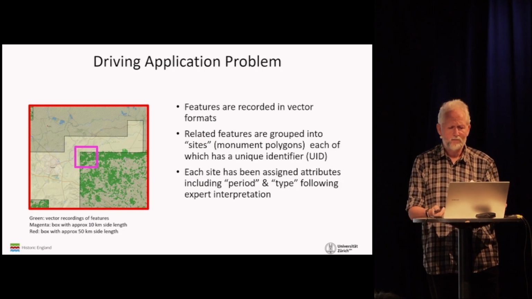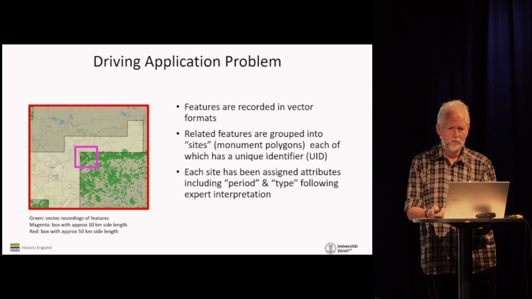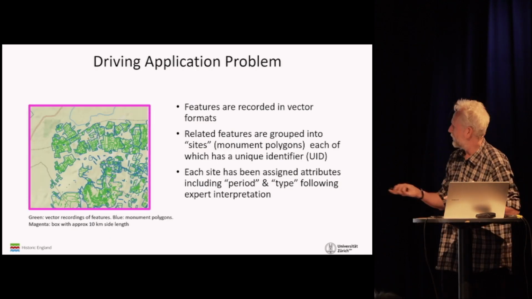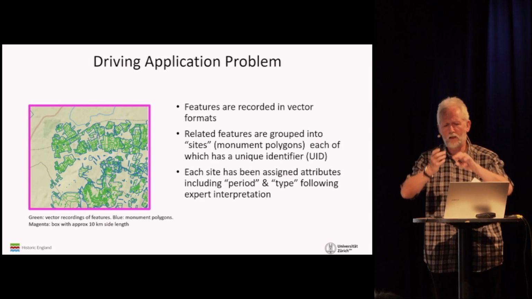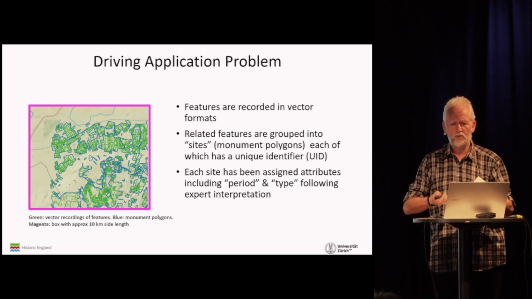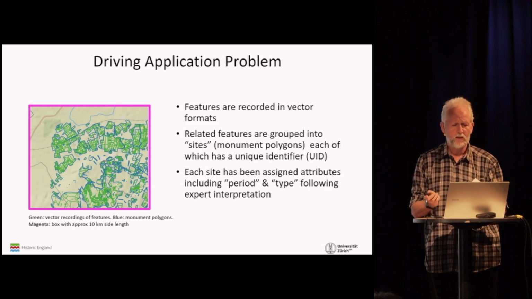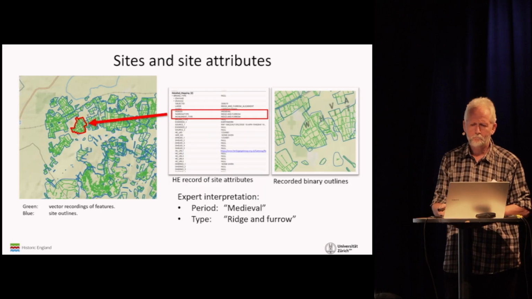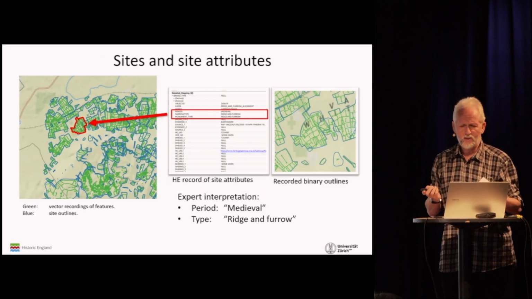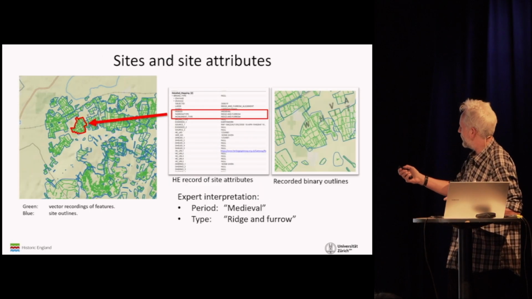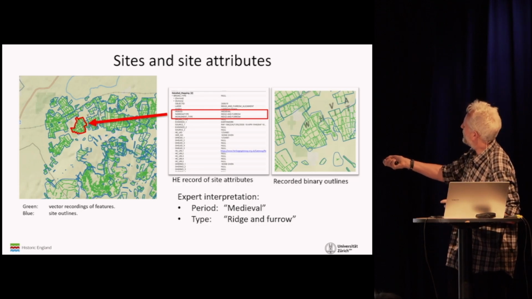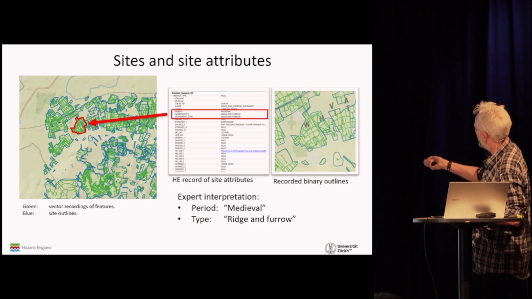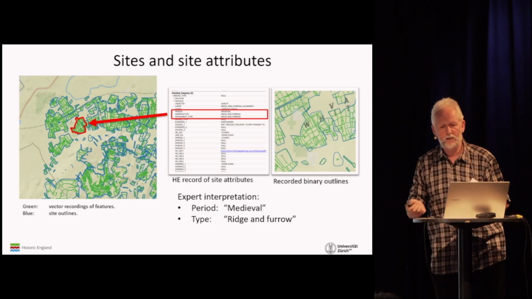So he looked at a small area in the southwest. Here you can see it's about 10 kilometres by 10 kilometres. And what you can see on here is that the blue outlines are the monument records which have the period and type interpretation, and the green is the actual detailed mapping of what was seen. So as I say, each of these has a record. You probably can't read it, but that says period, medieval, type, ridge and furrow. And here is the relevant image patch that goes with it, as he records it, the binary outlines.